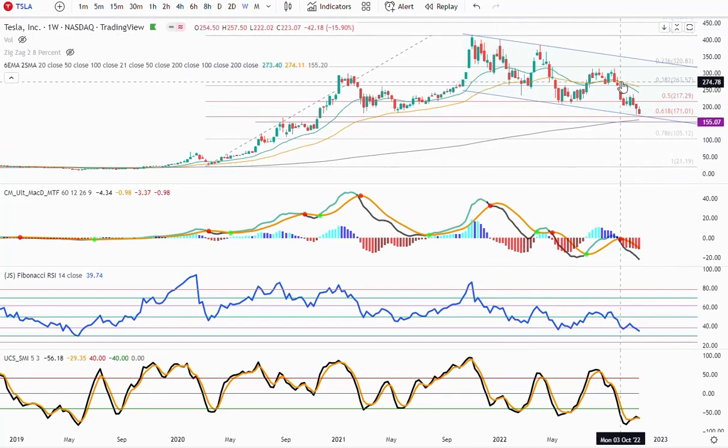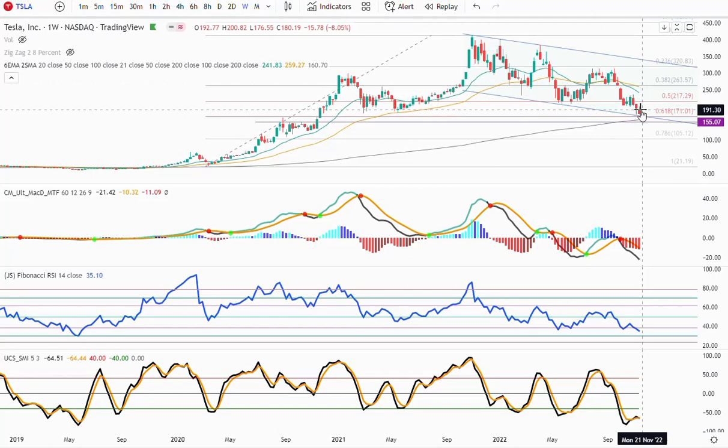Another thing is that on a weekly basis, you see these moving averages. The price right now is quite a bit below these moving averages. The moving averages tend to act as a mean reversion. Whenever you see price go well above or well below the moving averages, over time they tend to move towards the moving average.